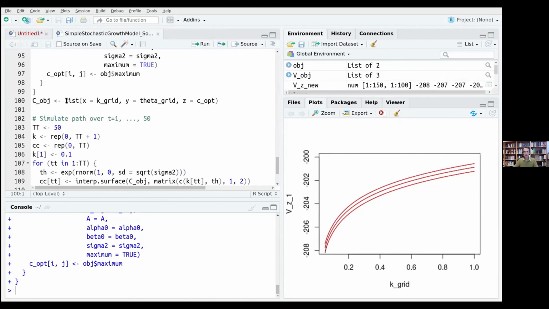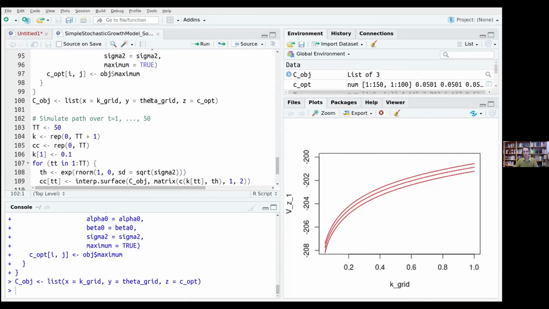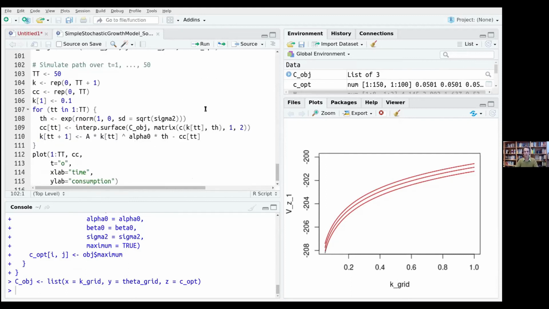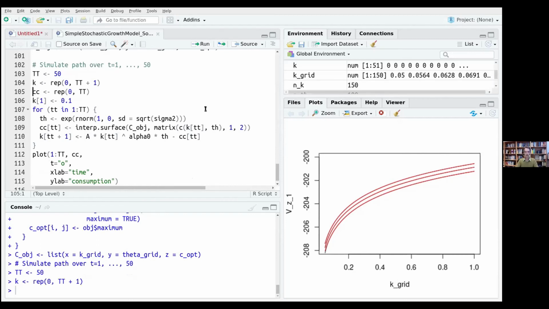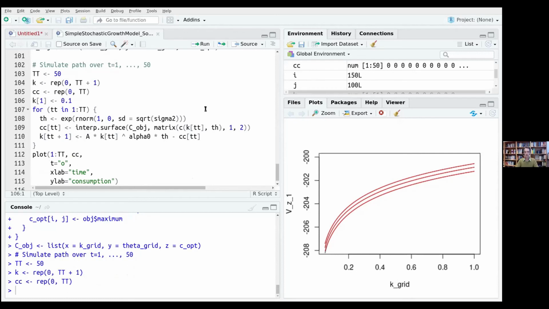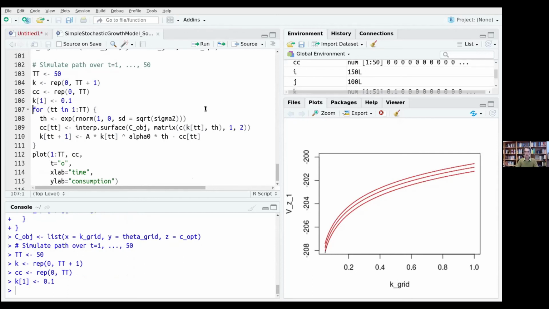Then we store that together with the grid points of capital stock and technology level in an object, which is useful for the bilinear interpolation. And if we want to simulate a path over, say, 50 periods, then we can do that. We have a capital stock, we have a consumption path. We start with a certain value of the capital stock, say 0.1, and then we have a loop over time, which runs as follows. So first, we draw the random value of next period's technology level.